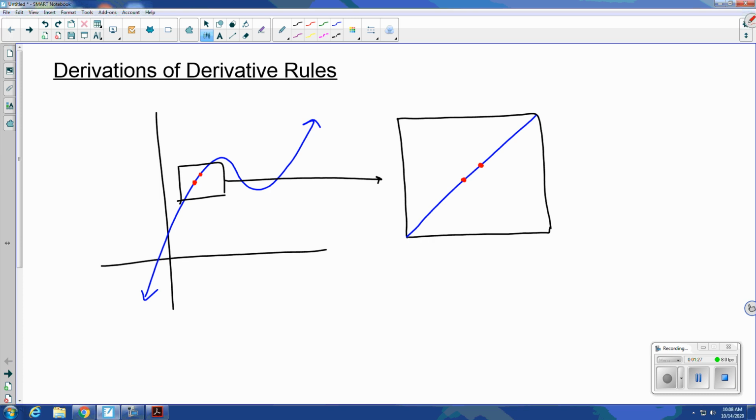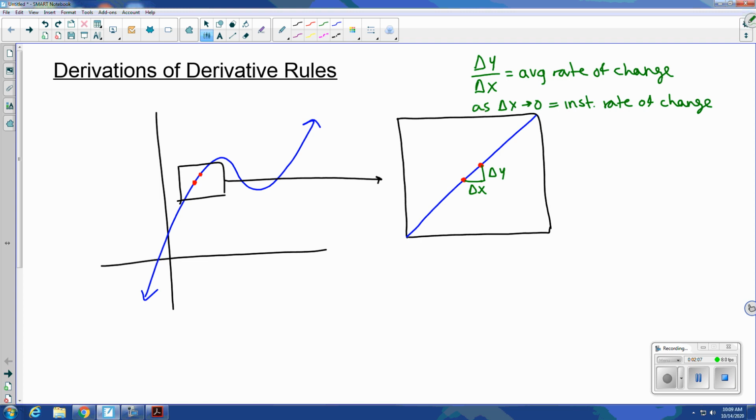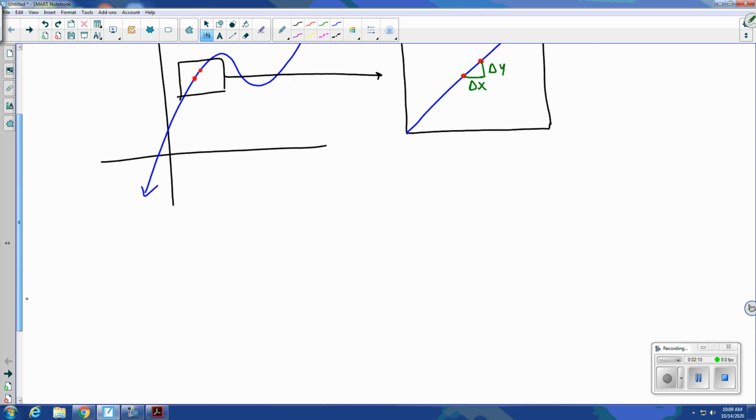Now, between these 2 points, I'm able to calculate the change in the x and the change in the y, right? So we'll call this change in x, change in y. And we know when these points are separated by some amount, the change in y over the change in x is equal to the average rate of change. But as the change in x approaches 0, we get the instantaneous rate of change. And that's where our limit definition for the derivative came in. So let's write that down.